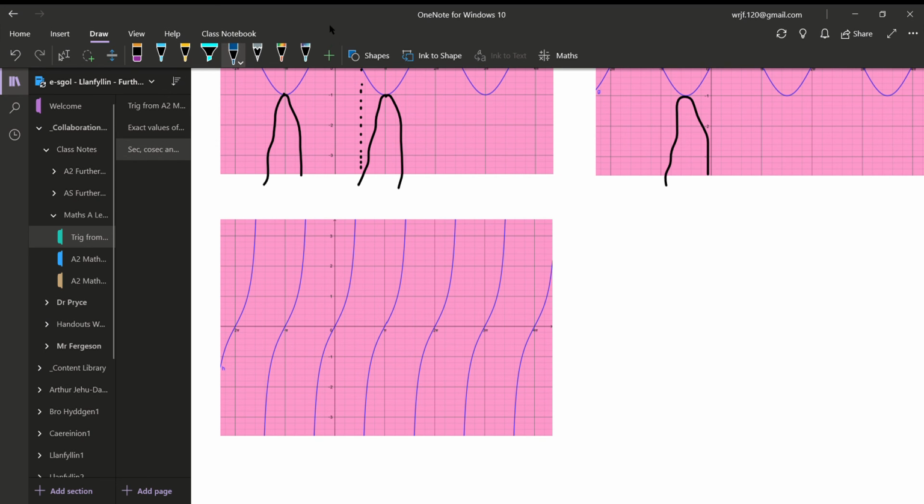And the last one to look at here on the bottom is the slightly different one. It's my tan graph, and obviously I'm going to be drawing my cot graph alongside it. So tan theta here, and in black I want to superimpose on top of that a cot theta graph.